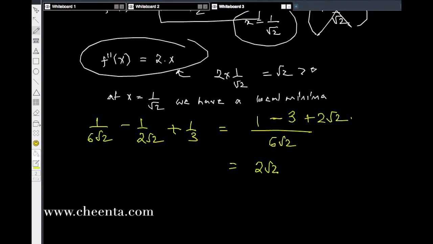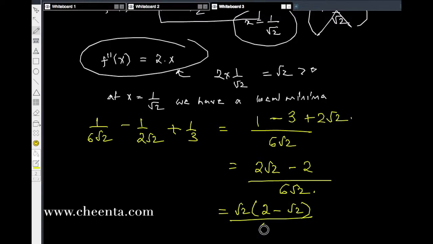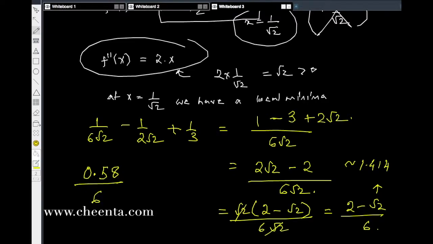So this is 2 square root of 2 minus 2, over 6 root 2. So we can take root 2 common. So we have (2 minus root 2) by 6 root 2, which happens to be (2 minus square root of 2) by 6. So if you know the value of square root of 2, which is approximately 1.414, then you know that this is approximately 0.58 by 6.